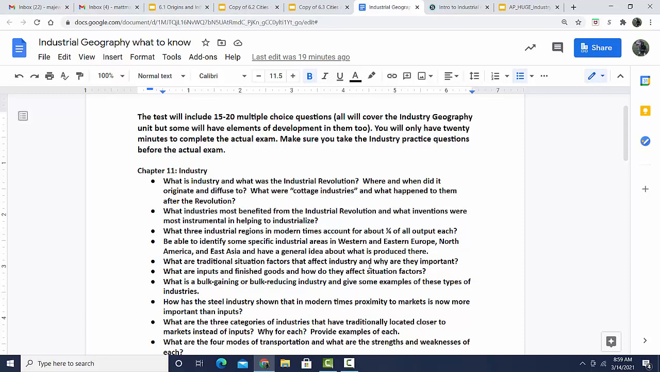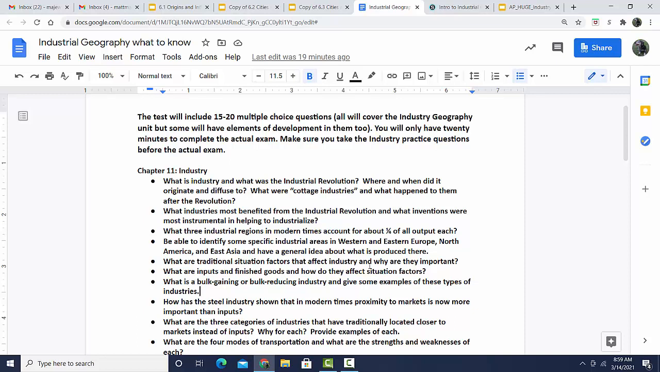So let's get to what are inputs and finished goods. I kind of already answered this one too, right? Inputs, as I already mentioned, are the resources that you need to make a product. Finished goods are what you produce from the inputs that you then sell at market. I already kind of explained how they affect situation factors, right?